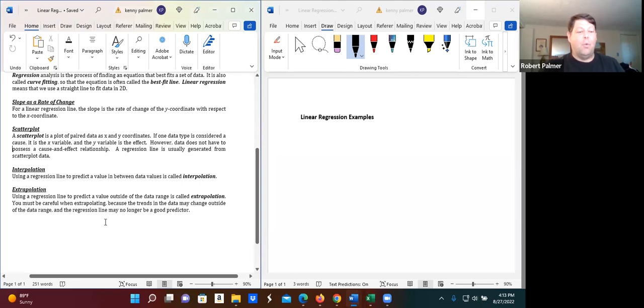And now, a warning: you must be careful in extrapolating because sometimes the trends you see in the data may change outside your data range, and the regression line may not be a good predictor. So let's go back to our graph briefly.